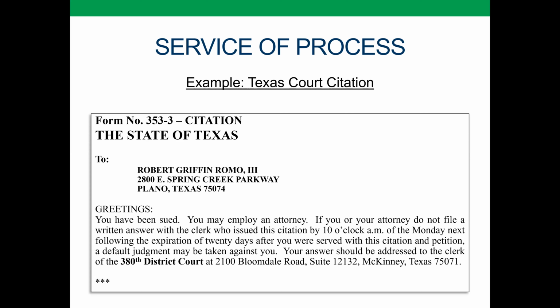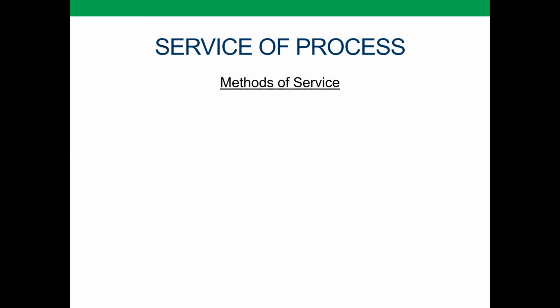and the petition. And then the citation goes on to provide the identity of the court and the address of the clerk where the answer should be filed. Now, this is just part of the citation, but I wanted you to see this first paragraph especially, because it tells how to calculate the deadline, and it notifies the defendant you have been sued. Greetings. Now, what are the proper methods of serving or delivering suit papers to a defendant?